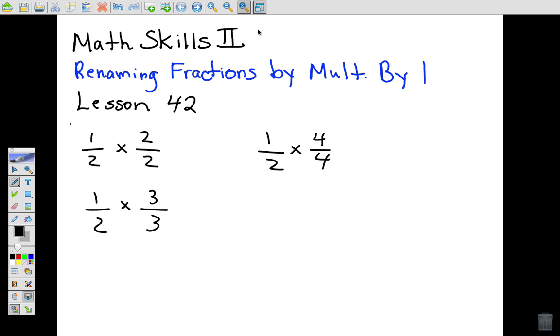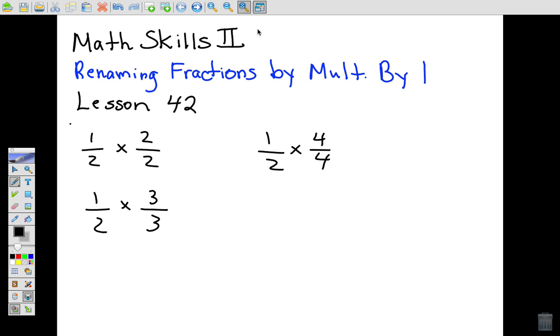All right, we're going to introduce lesson 42, and as you can see in the blue part here, the topic is called renaming fractions by multiplying by 1. This kind of sounds like a difficult topic because it's so wordy and a long worded topic, but really it's not bad. Let's take a look at the examples that I have shown below.